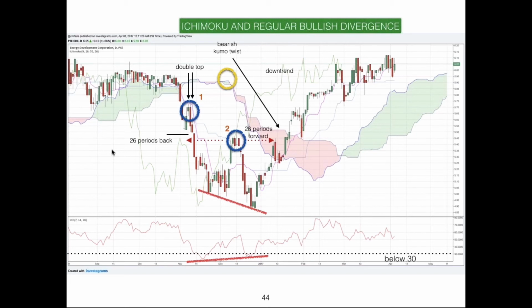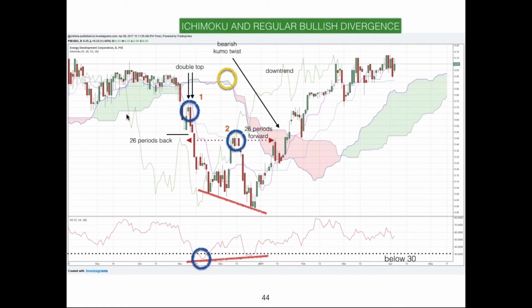Now second, the low of the bullish divergence should be below 30. So here's the line that marks the 30 level of the ultimate oscillator. We see that the low of the divergence is already below 30. This is to ensure that prices are at least oversold or is at an extreme condition.